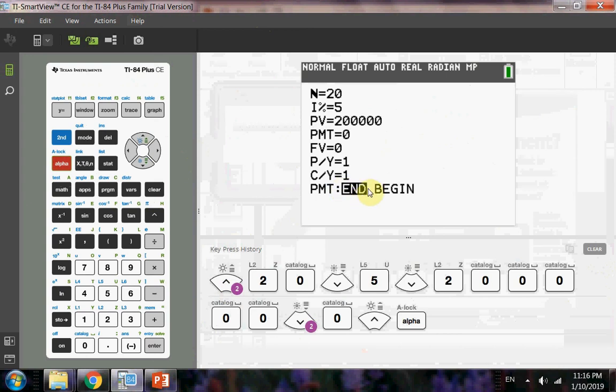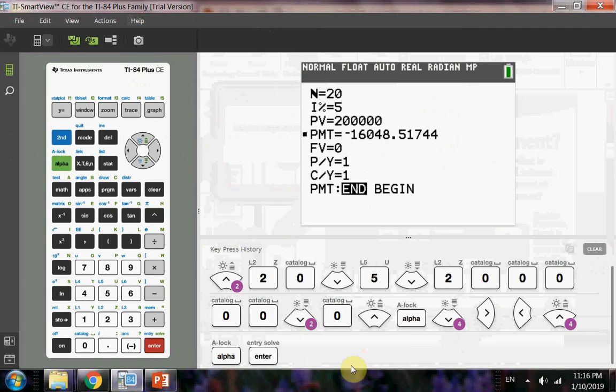Oh, by the way, make sure your payment here is selected as end, because sometimes the payment could be made at the beginning of each period. And for mortgage payment, it should be made at the end of each period. So you can select begin or end just by pushing the left arrow or right arrow. So make sure end is selected. Okay, so solve for payment, alpha, enter. So that's your number, negative $16,049 if you round it.